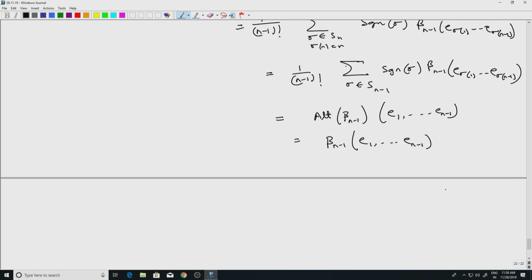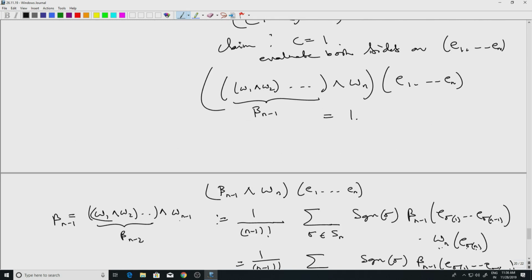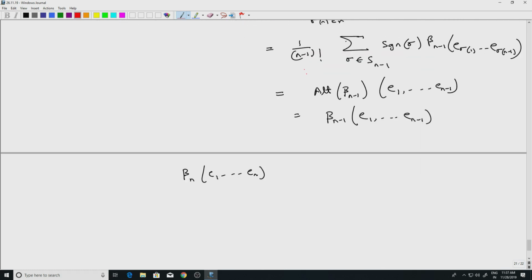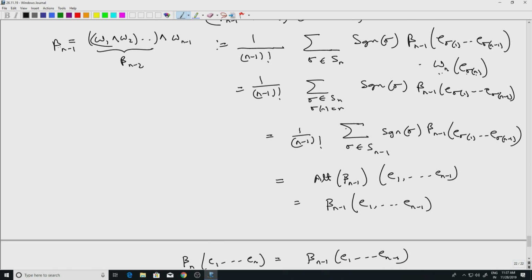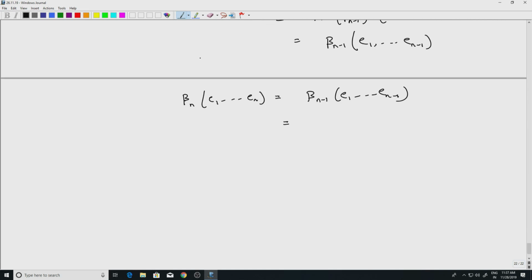So we started with this beta n evaluated on e1 up to en. Beta n is the full wedge product with the same notation. This entire thing here is beta n. So we started with that, and we see that this is equal to this, and one can continue this process. At this stage, you can again write beta n-1 as beta n-2 wedge omega n-1 and so on. Finally, you end up with beta 1 of e1, which is omega 1 of e1, which is 1.